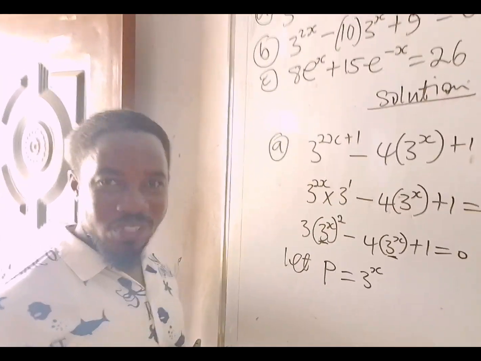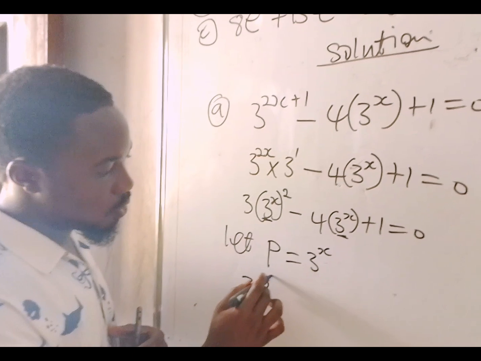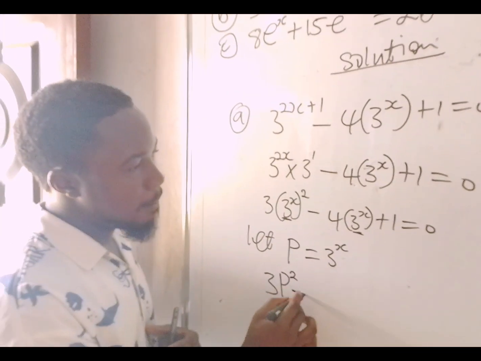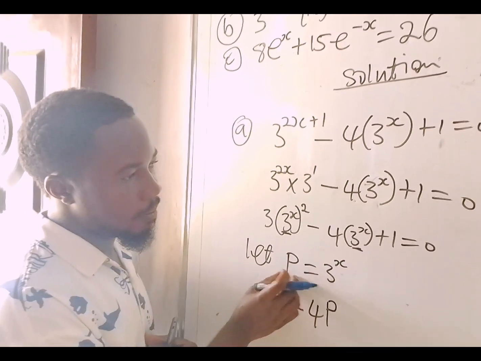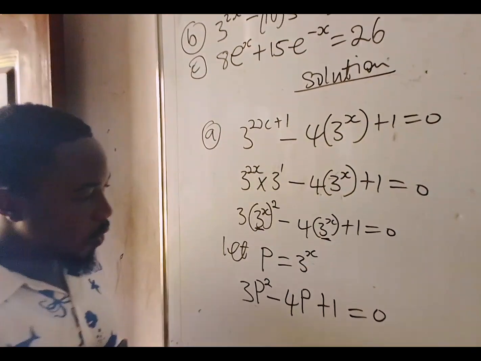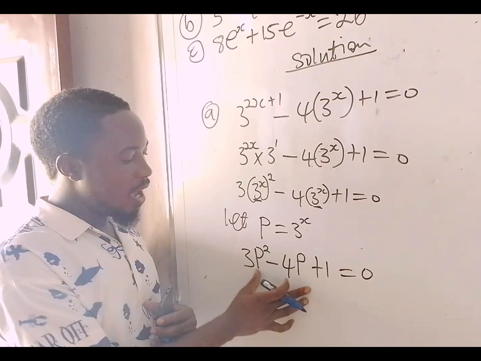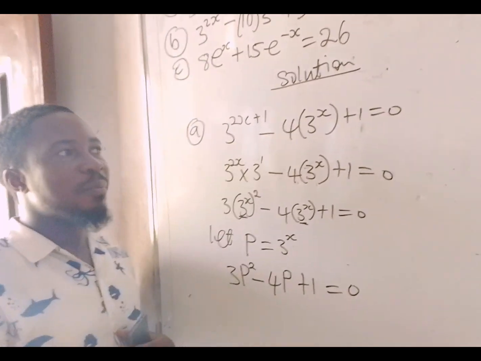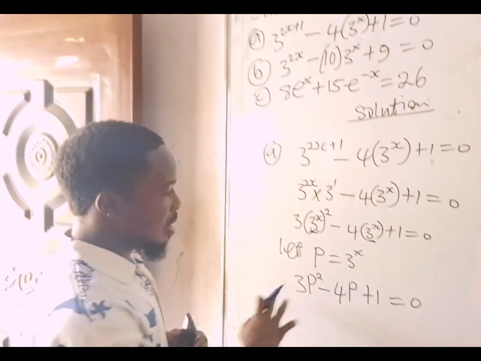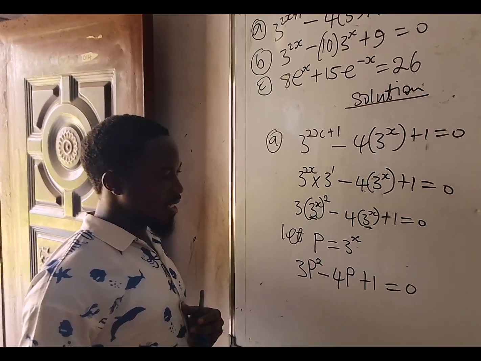What am I talking about? This is it. So this is 3p raised to power what here? 2. Why? Because this 3 raised to power x here is represented by p. Minus 4p. This 3 raised to power x here plus 1 equal to 0. So you see, we've arrived at a quadratic equation. Now, whenever you arrive at this point, whatsoever method you prefer to solve your quadratic equation with, please feel free to do that. So let's use factorization method to make it shorter and easier for us.